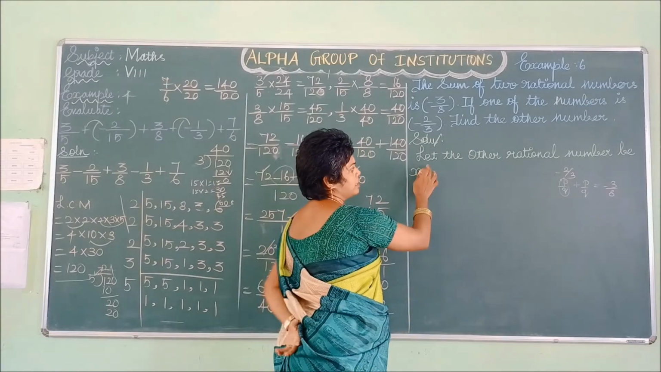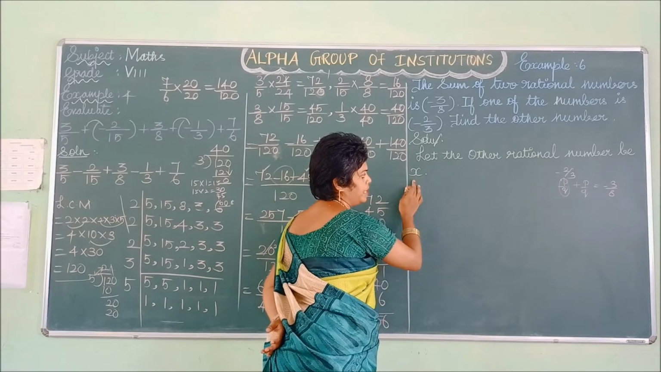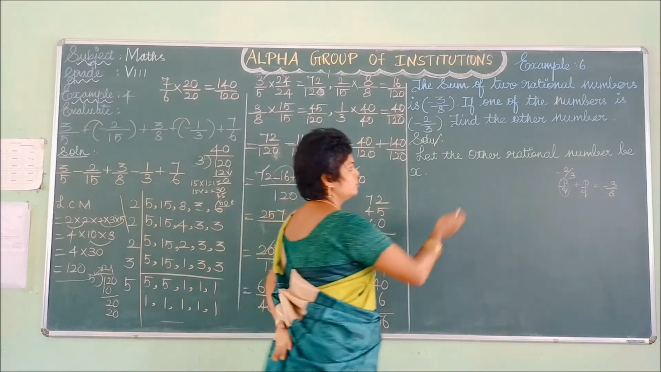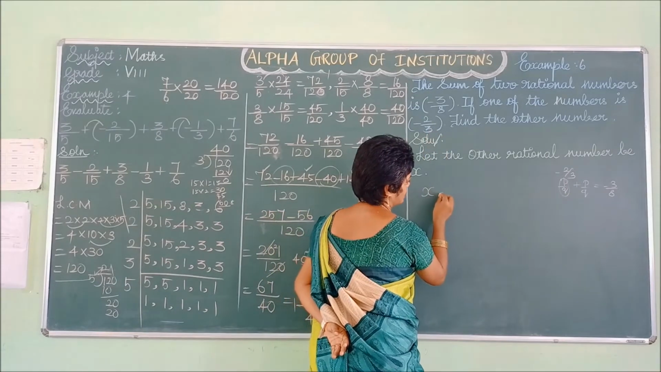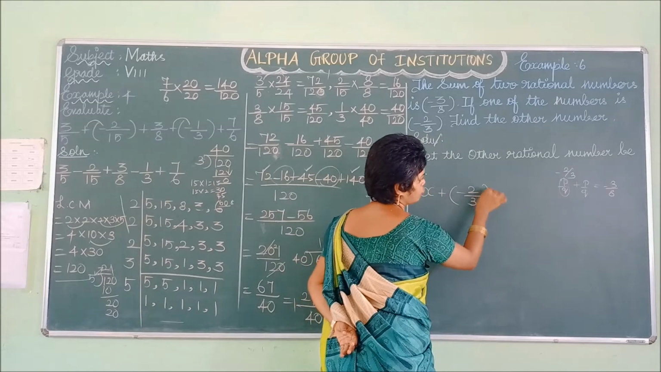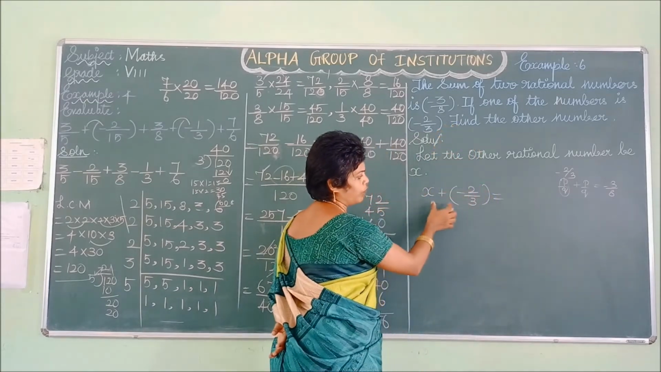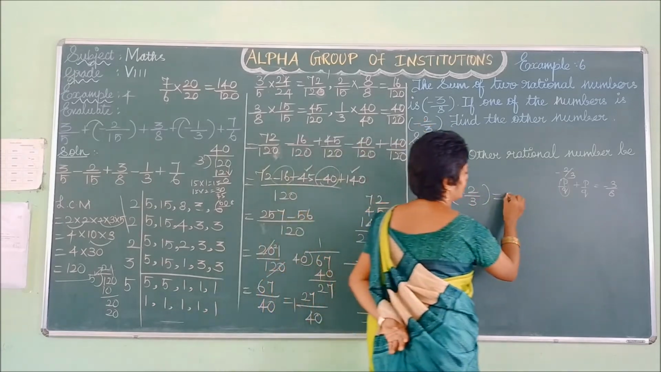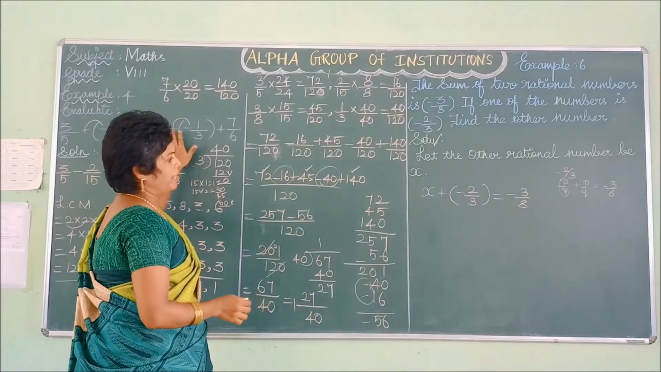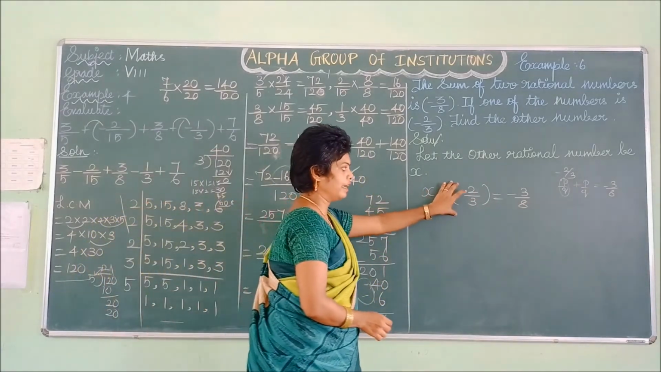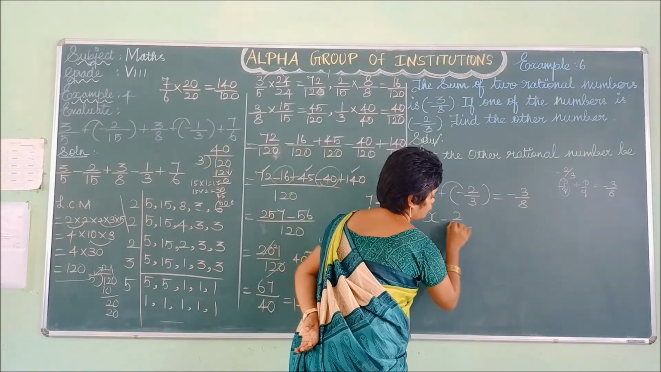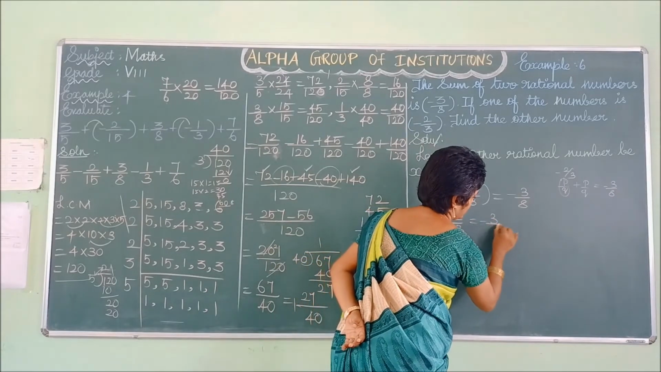So listen, let the other rational number be x, because we don't know the rational value, so I am simply taking it as x. So one is given, so x plus, what is the one value? One rational value is minus 2 by 3 and the answer they have given, if you add, will be minus 3 by 8. So listen carefully, how to remove the bracket first with the interchangeable symbol. So x plus into minus is what? Minus 2 by 3, which is equal to minus 3 by 8.